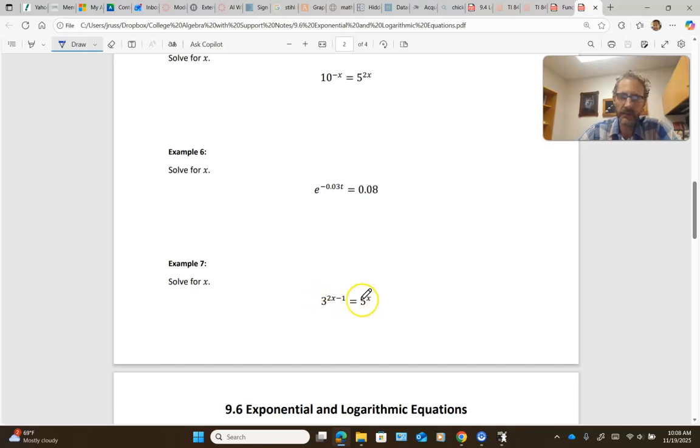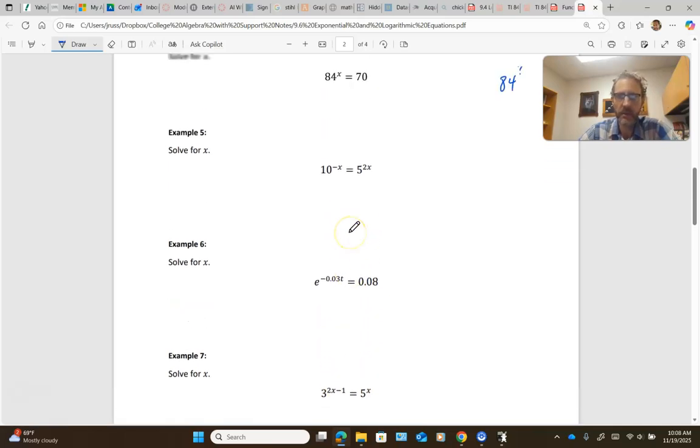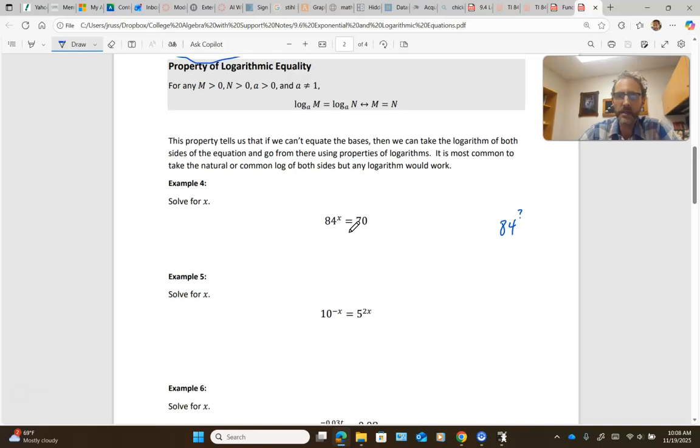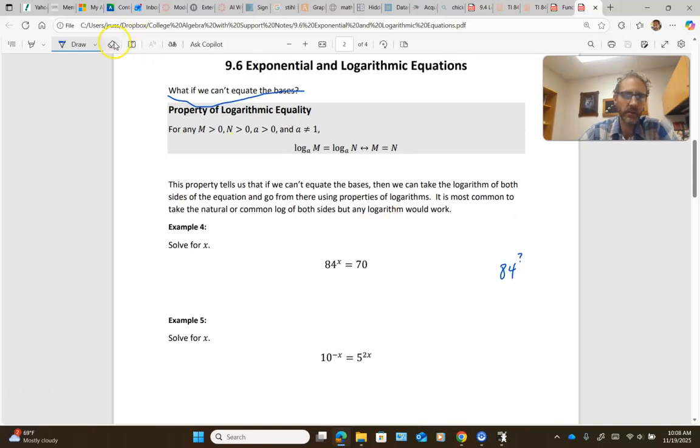Well, these have different bases to begin with, but anyway, what if we cannot equate the base? Then what do we do? Well, then we use logarithms. Okay.